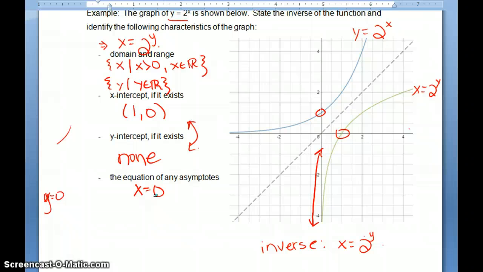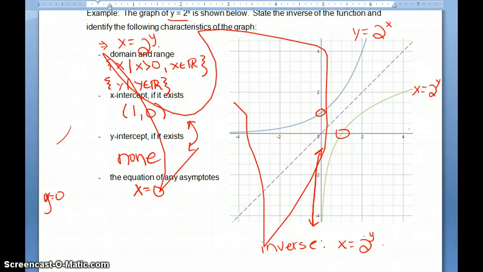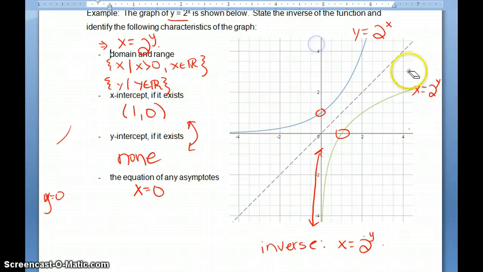And I just want to ask you ladies, just before I set you loose on your assignments, why do you think I included this line here? That is y is equal to x. Why do you think I included that?